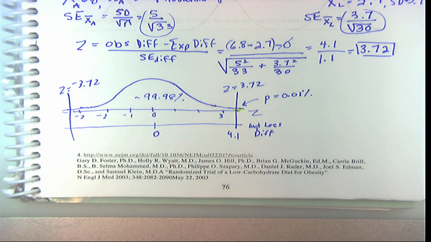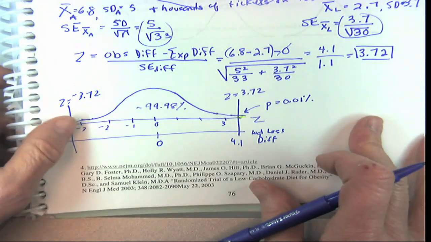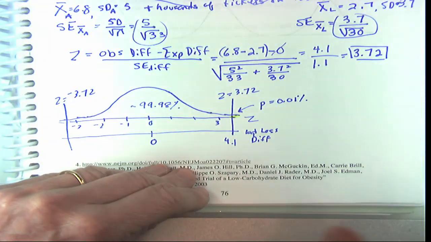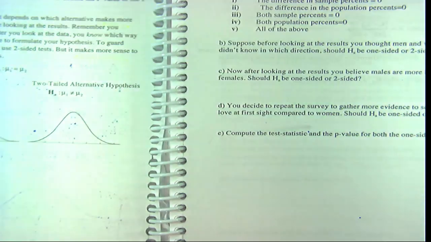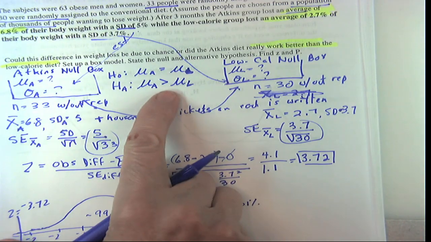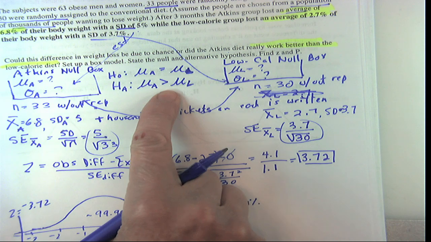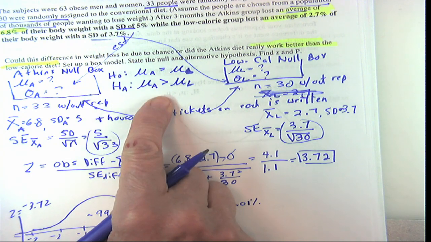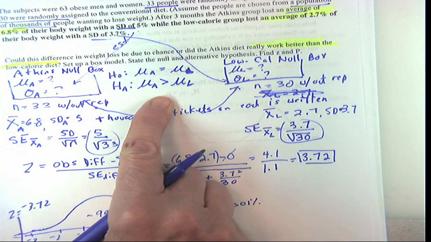Why would you do both tails? Both tails, we're going to talk about on the next page. So when you specify a direction in your alternative, that's specifying one tail. If your alternative is that you think they're different, you don't know which one works better, but you don't think they'll give the same results, that's both tails.